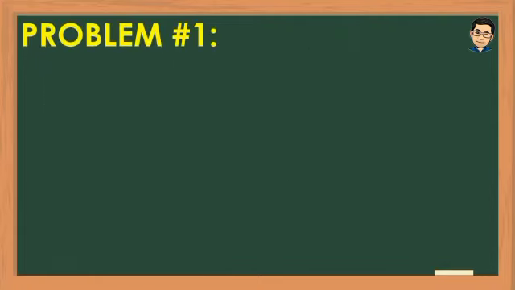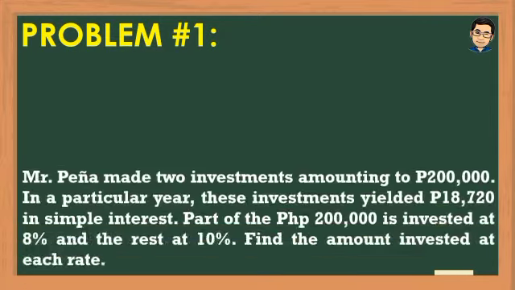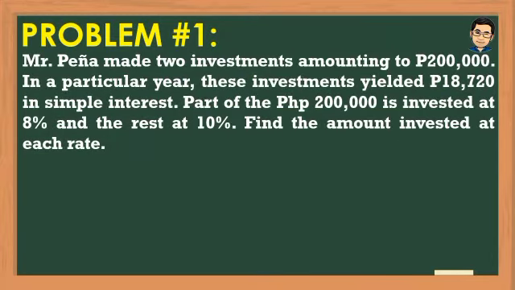So let's have the first problem. So word problem na po tayo. Mr. Peña made two investments amounting to 200,000 pesos. In a particular year, these investments yielded 18,720 in simple interest. Part of the 200,000 pesos is invested at 8% and the rest at 10%. Find the amount invested at each rate. Okay. So, nagkaroon ng two investments si Mr. Peña. So, wherein yung interest na nakuha ng dalawang investments na yun is 18,720.